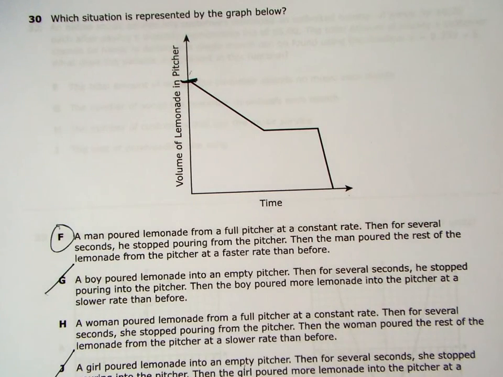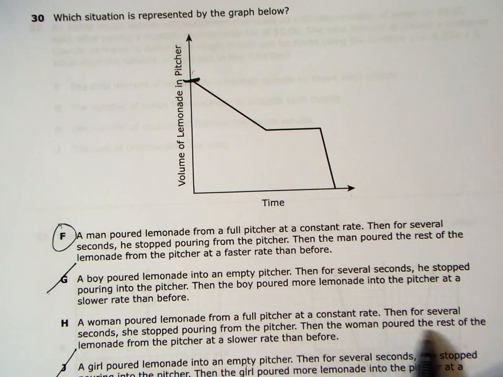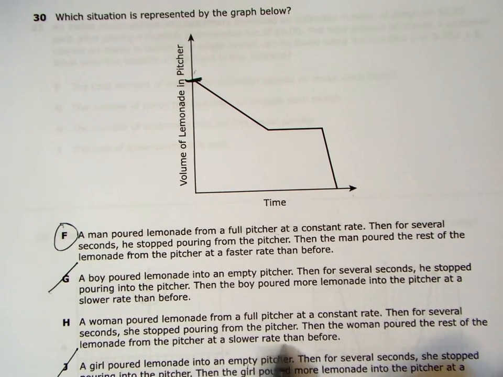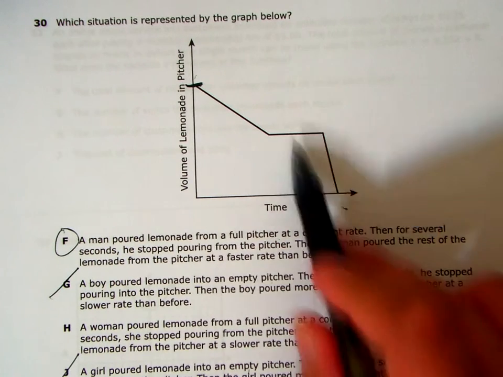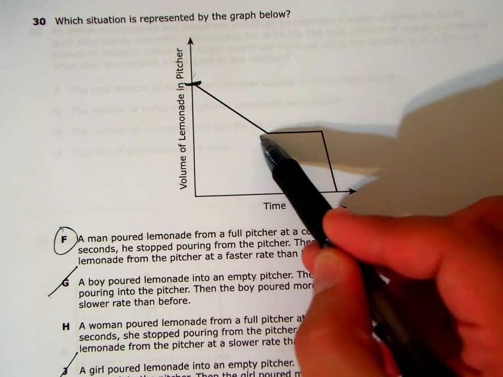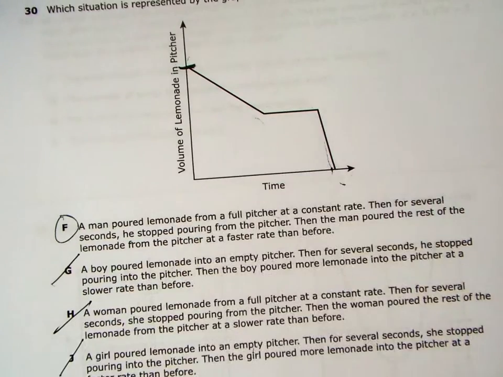The woman poured lemonade from a full pitcher at a constant rate. Then for several seconds she stopped. Good. Then the woman poured the rest of the lemonade at a slower rate. That's not a slower rate. That's going down real fast. You see this one is taking time to go down? This one's real fast. So it cannot be H. Okay?